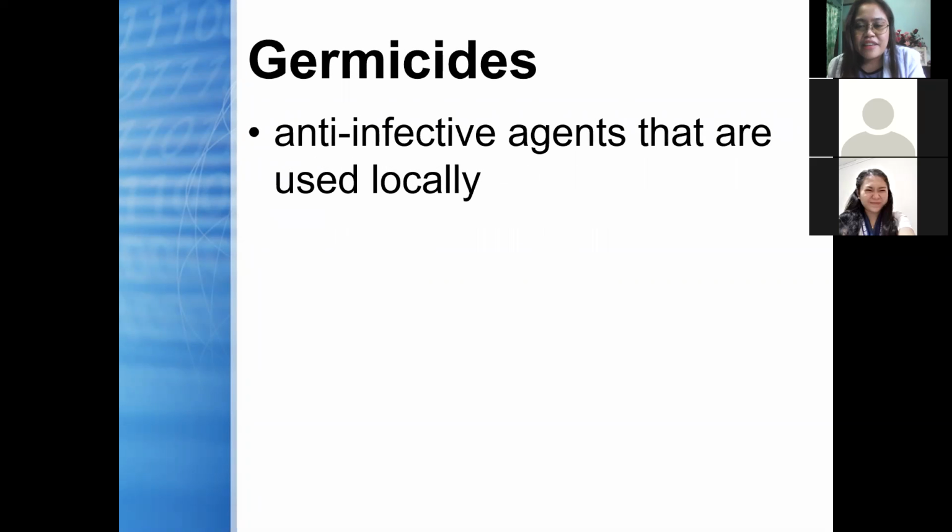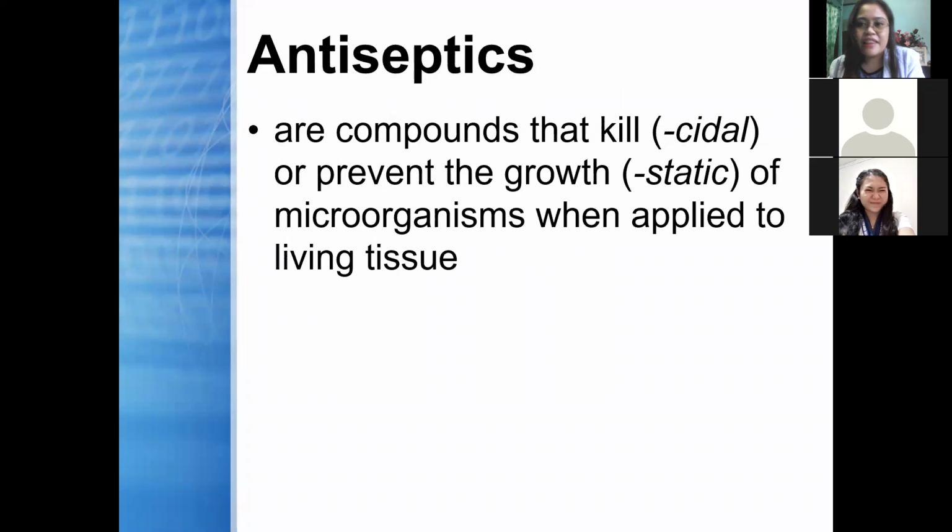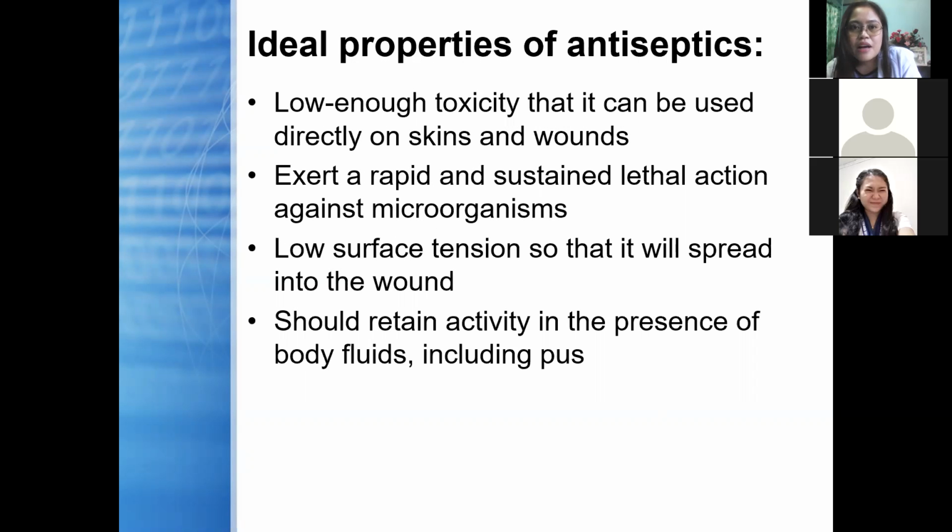So any agent that is used locally is called a germicide. And when you say antiseptic, remember, this is applied to living tissues. So it can be on your hands. Basically, in the living tissues class, the purpose is to kill or to prevent the growth of the microorganism. We call it antiseptics.